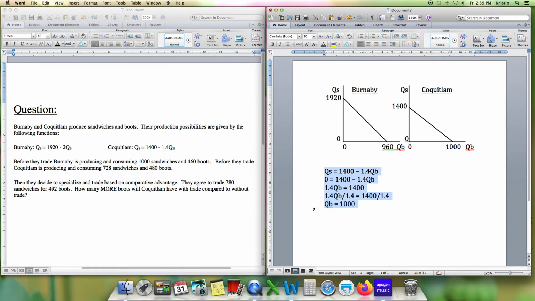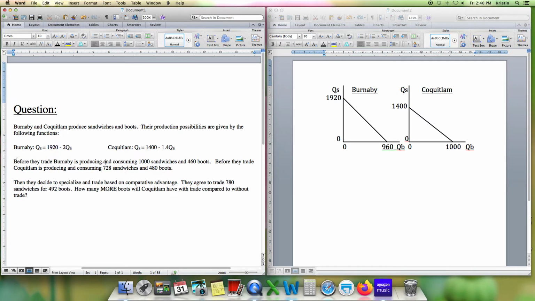Now back to the question. We're given information here about before trade. Burnaby is producing and consuming 1,000 sandwiches and 460 boots. Before trade, Coquitlam is producing and consuming 728 sandwiches and 480 boots.